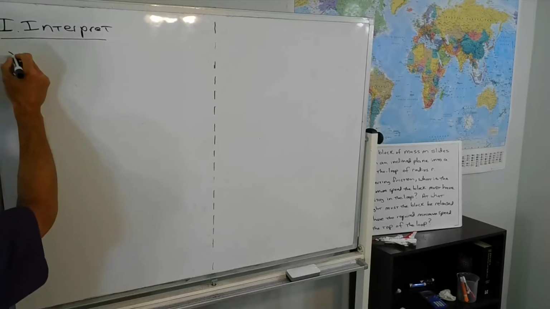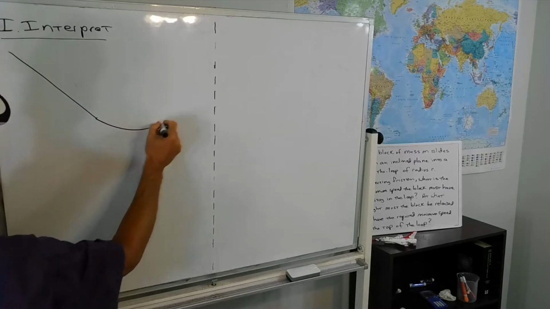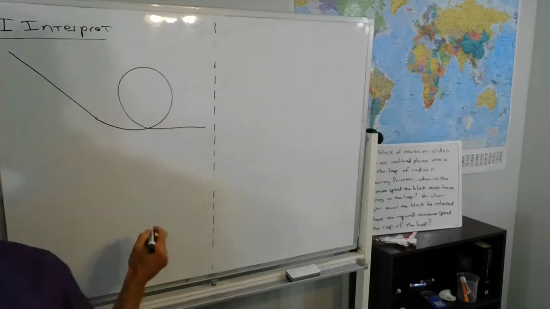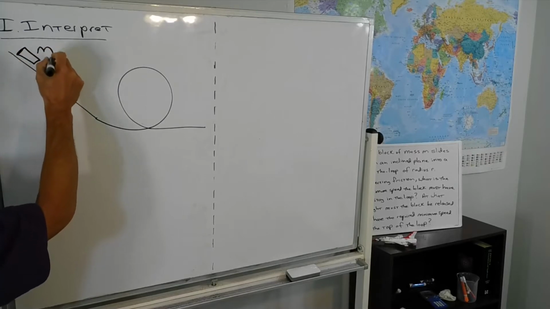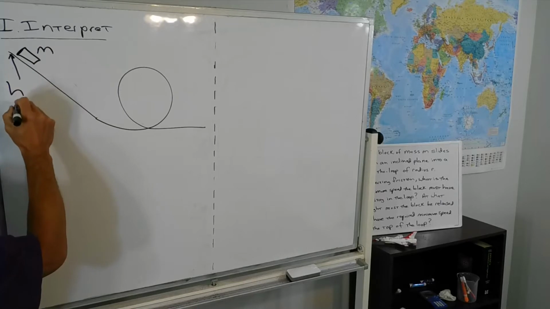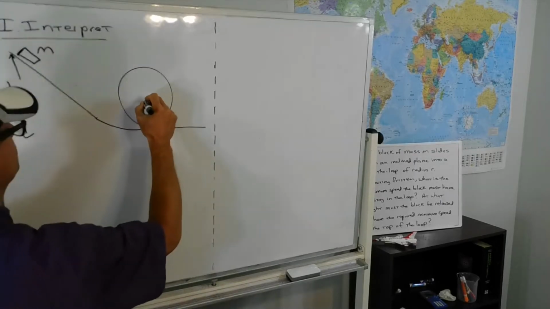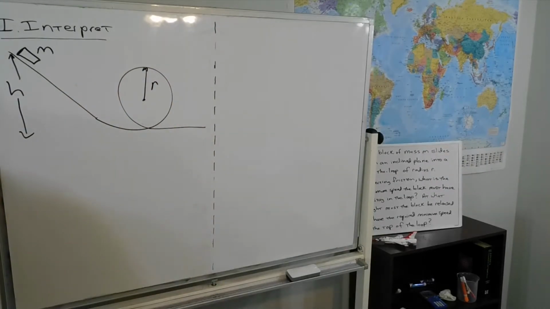Okay, so to interpret the problem, we draw a picture. Got a block sliding down an inclined plane, so we'll draw the inclined plane. We'll draw the loop-de-loop, and the block has mass M. The initial height we'll call H. The loop-de-loop has radius R. And we're given precious little information.